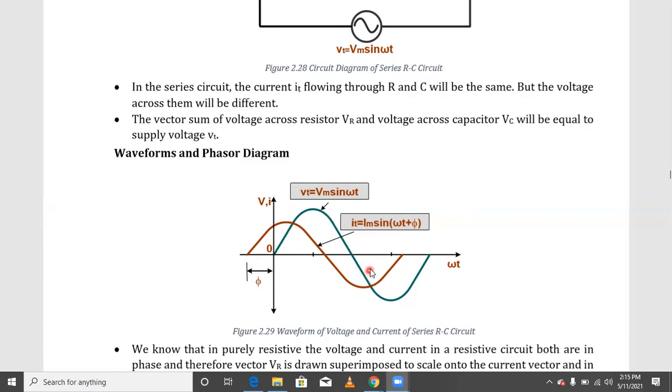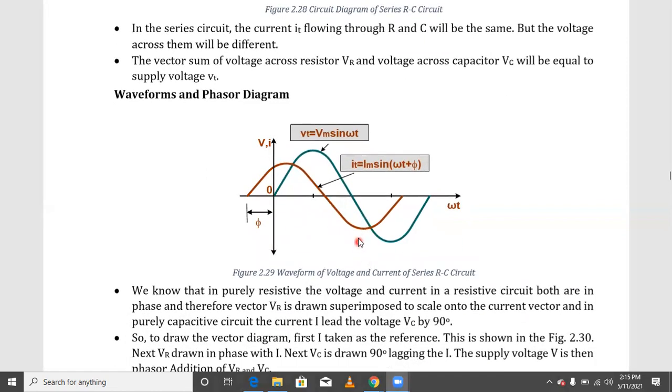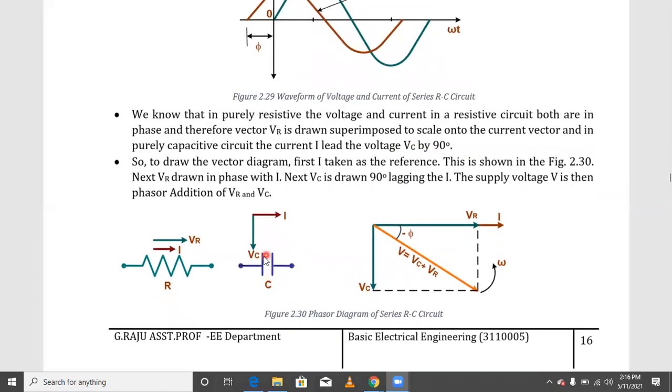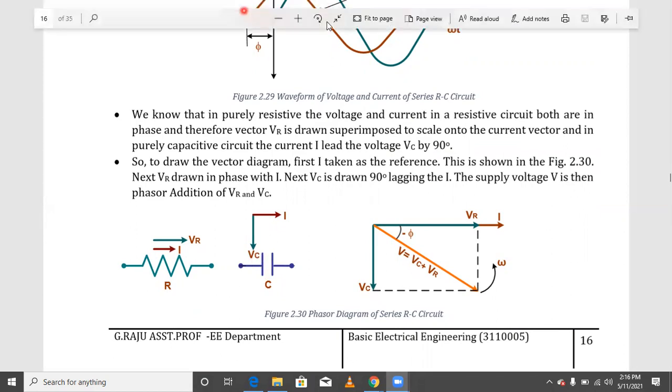Now the waveform representation of this series RC circuit. We know that in a purely resistive circuit, the voltage and current are in phase, so they are drawn superimposed, to scale, onto the current vector. In a purely capacitive circuit, the current I leads the voltage VC by 90 degrees. Understood?